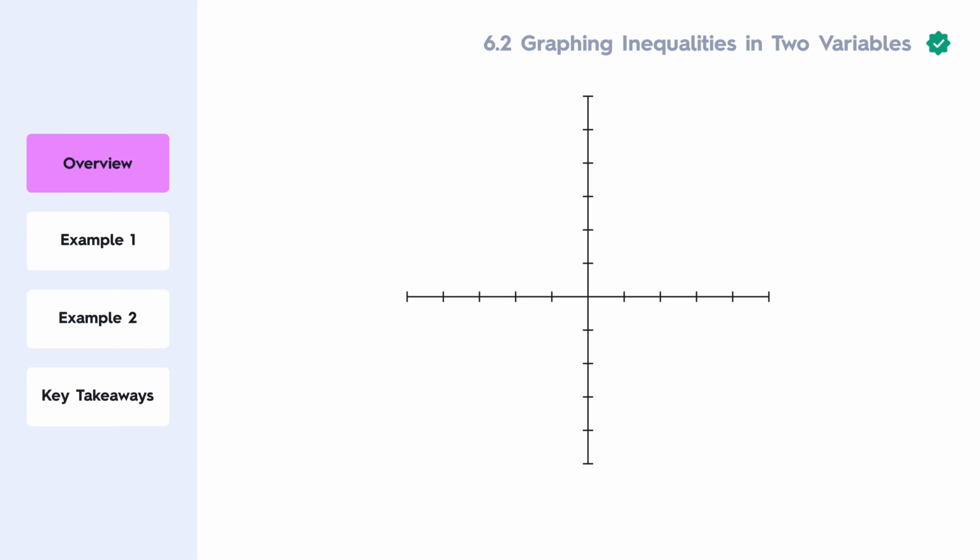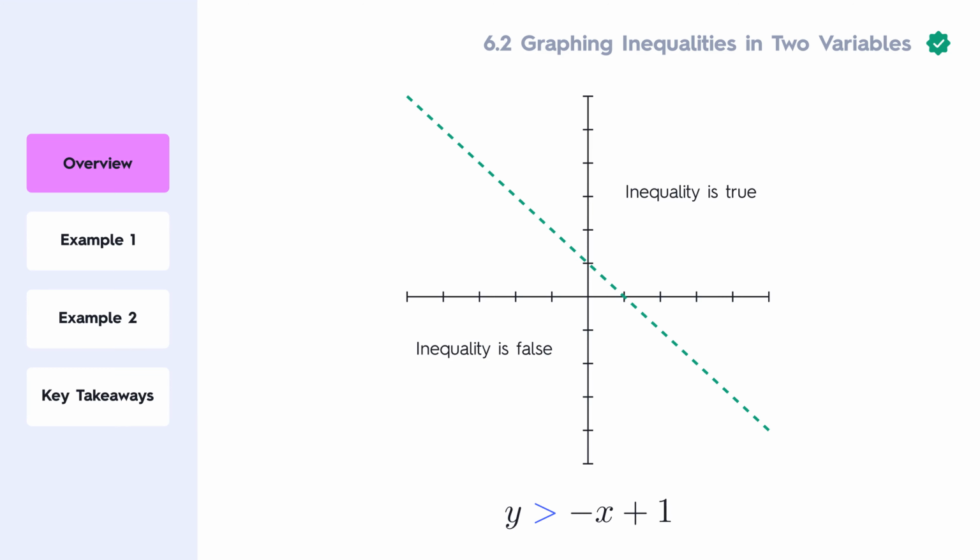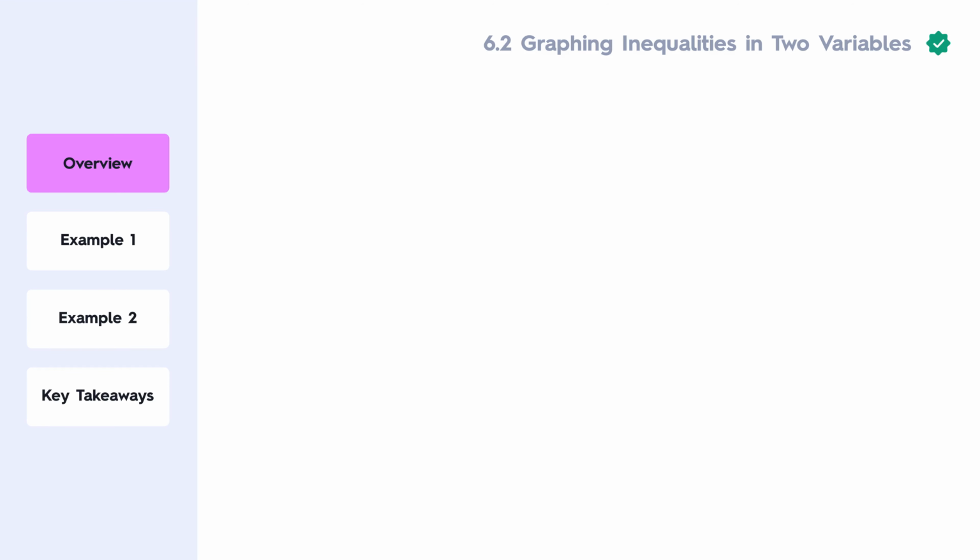Graphing an inequality allows us to see the entire range of solutions on a coordinate plane. Each inequality will divide the plane into two regions. One where the inequality is true, and one where it isn't. Our job is to identify and shade the region that represents all possible solutions. Here are the key steps to graphing linear inequalities in two variables.